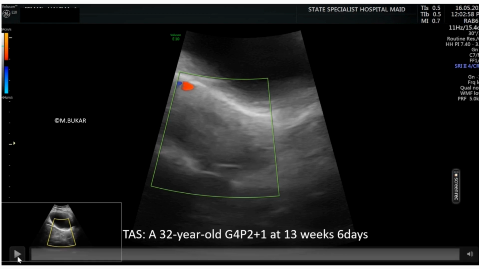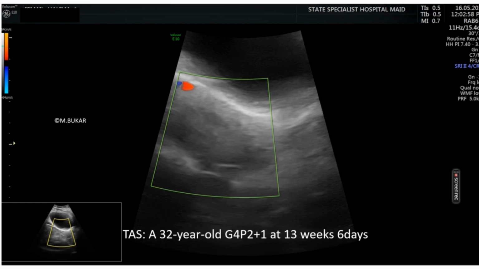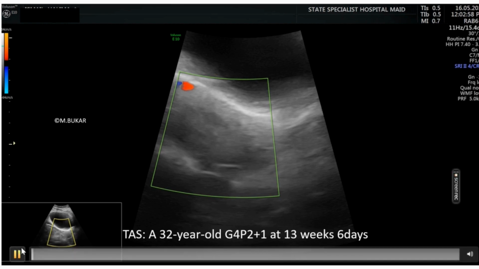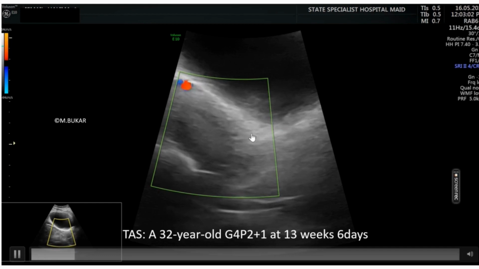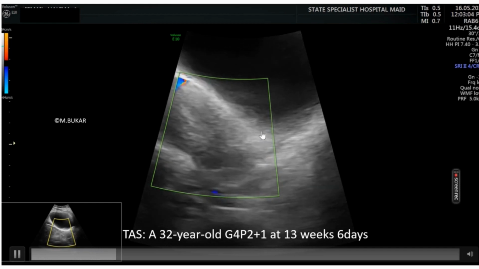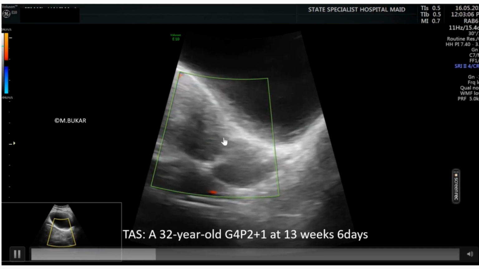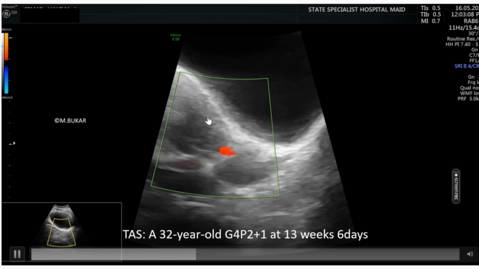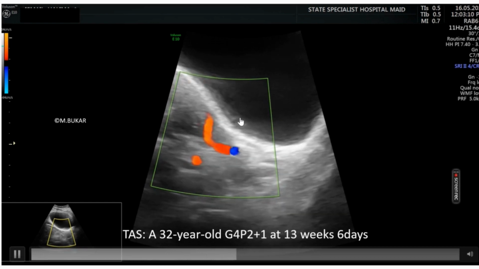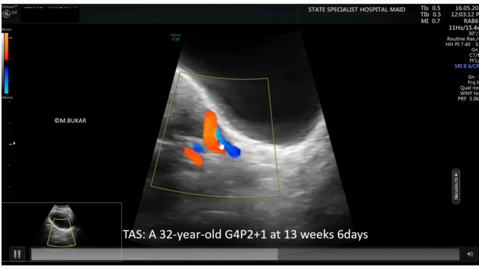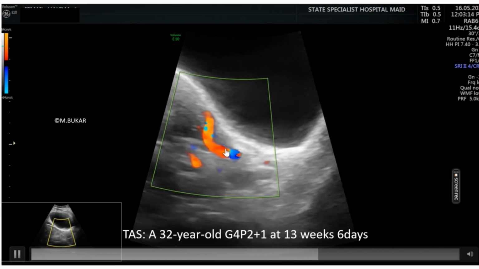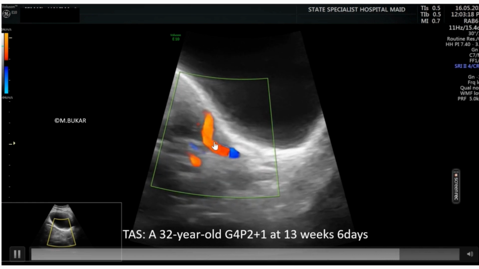In the first trimester, using trans-abdominal image, the mid-sagittal section of the uterus is obtained as seen here, and the cervical canal identified. The probe is angled to either side, as you can see. This demonstrates beautifully the uterine artery.